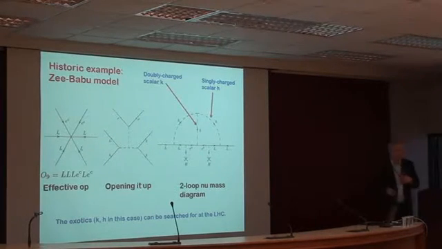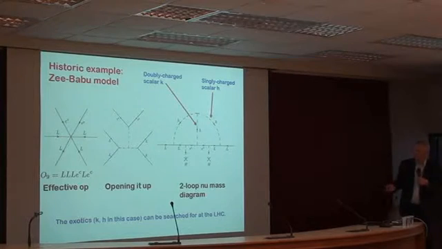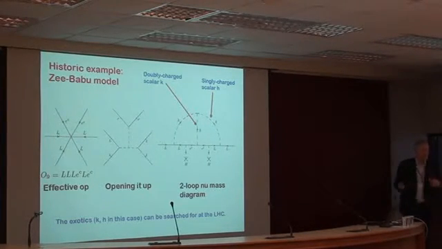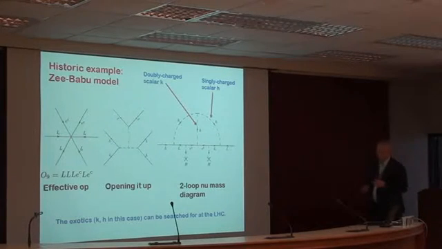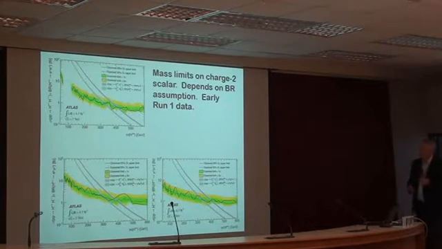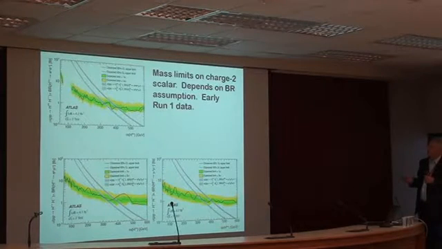Okay, so this is the deal. You start off with some effective operator, you open it up, you get some exotics, you then ask, what are the constraints on the interactions of these exotics and the masses of those exotics, and what else can we do with these theories? So let me show you some bounds on this charge 2 scalar.